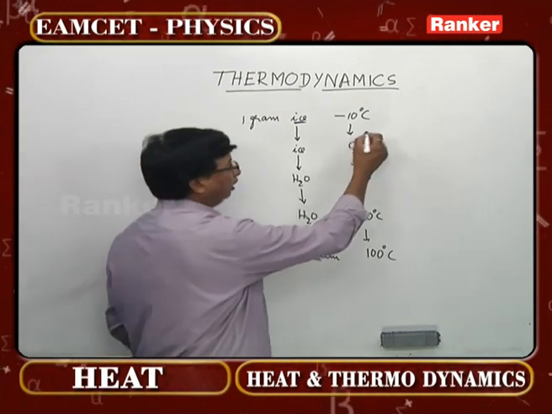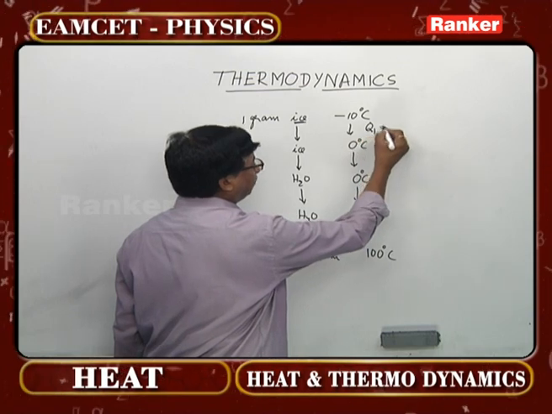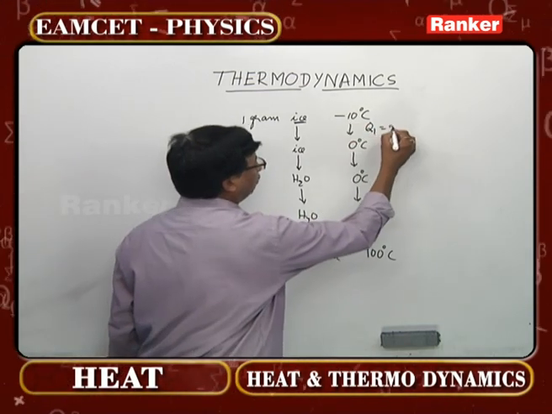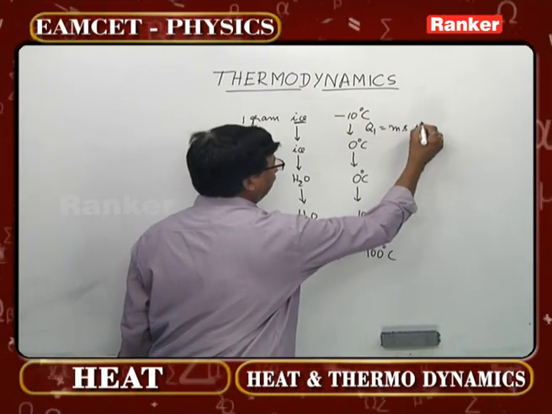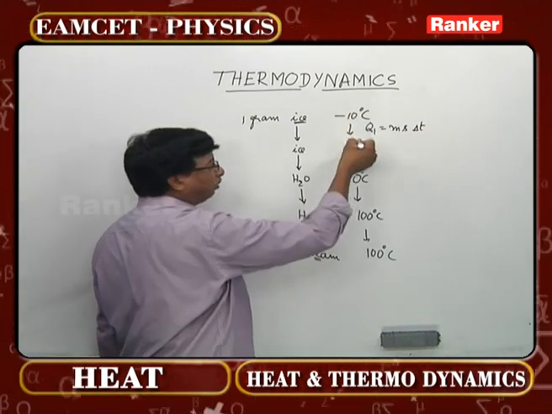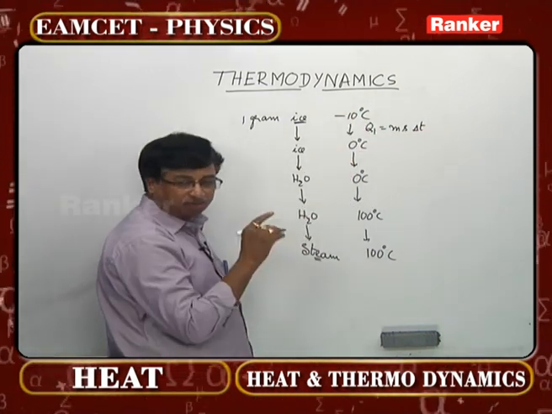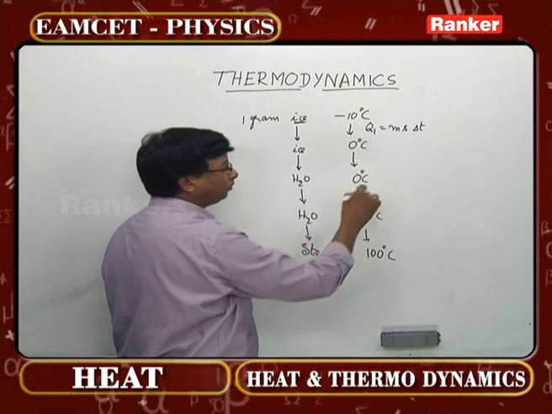Let us take that one. Q1 is the heat energy supplied in the first stage. That I should write as m s delta T. Why it is to be written like that, you can also understand. Change in temperature is observed. Therefore, m s delta T.